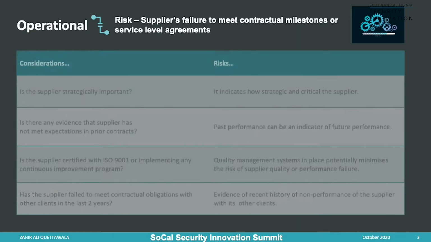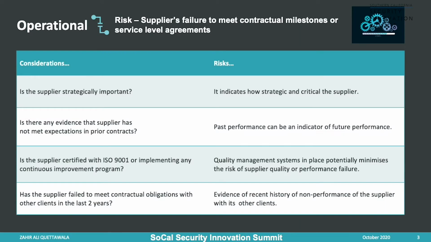Let's move to the next slide where we talk about operational risk. In this slide, you can see I've even put down the risk for you. The operational risk is a supplier's failure to meet contractual milestones or service level agreements. So what considerations should we make?